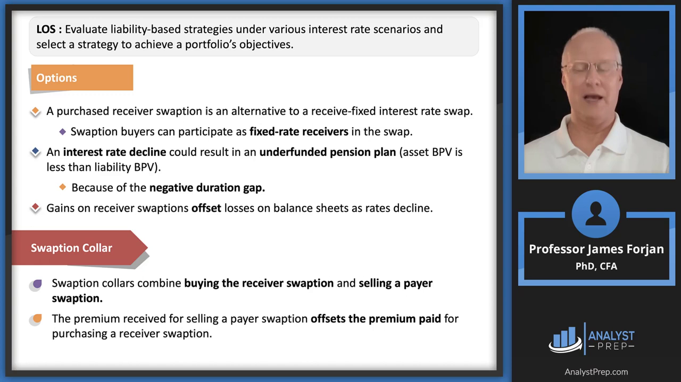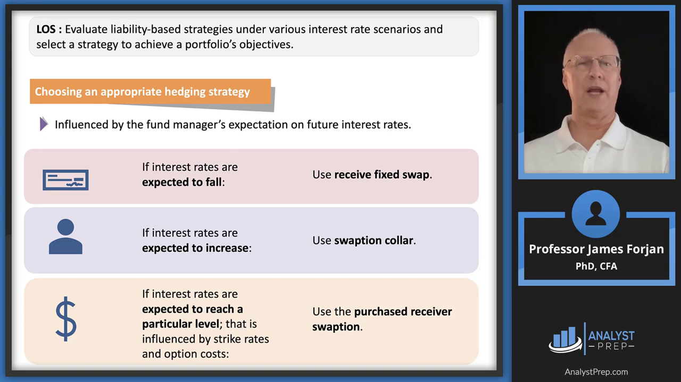All right, this is a beautiful slide here. Go ahead and get out your phone and take a picture of this. If interest rates are expected to fall, we're going to use a receiver fixed swap. If interest rates are expected to increase, we're going to use that swaption collar. And if interest rates are expected to hit some kind of a level, whether they go up or down, then we can use a purchase receiver swaption.